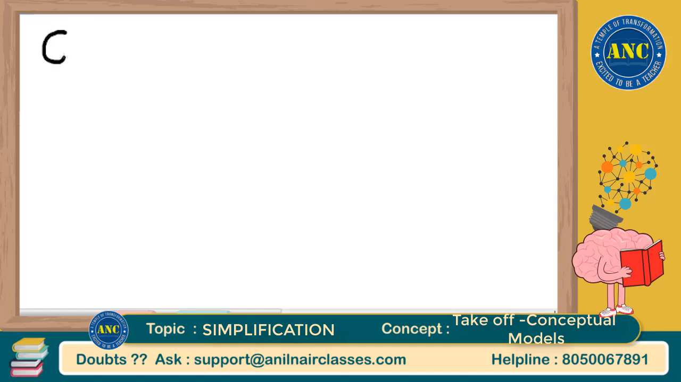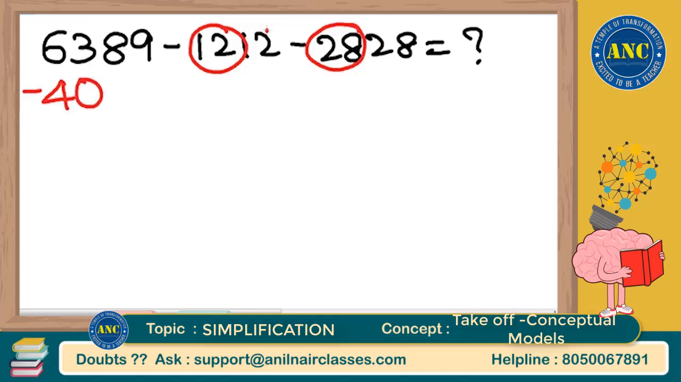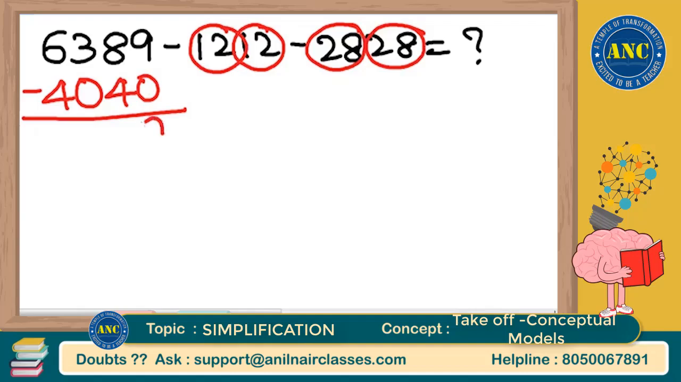Another question. 6389 minus 1212 minus 2828 is equal to question mark. Again very easy. 1212 and 2828, it is 4040. 6389 minus 4040, 2349. Simple. Very easily you will get answers for these questions. I hope the idea is clear.